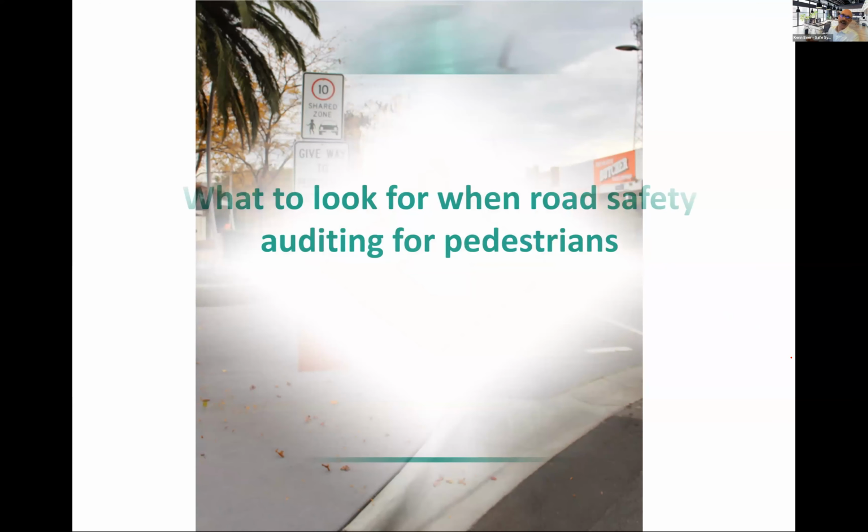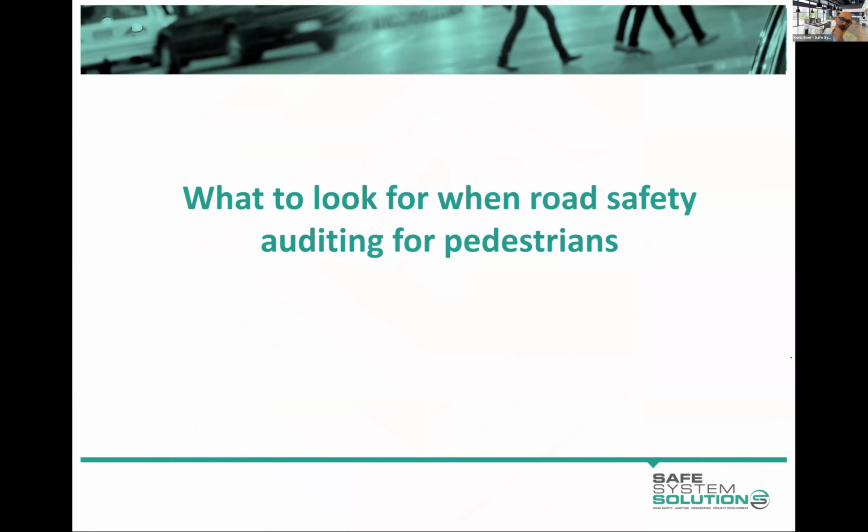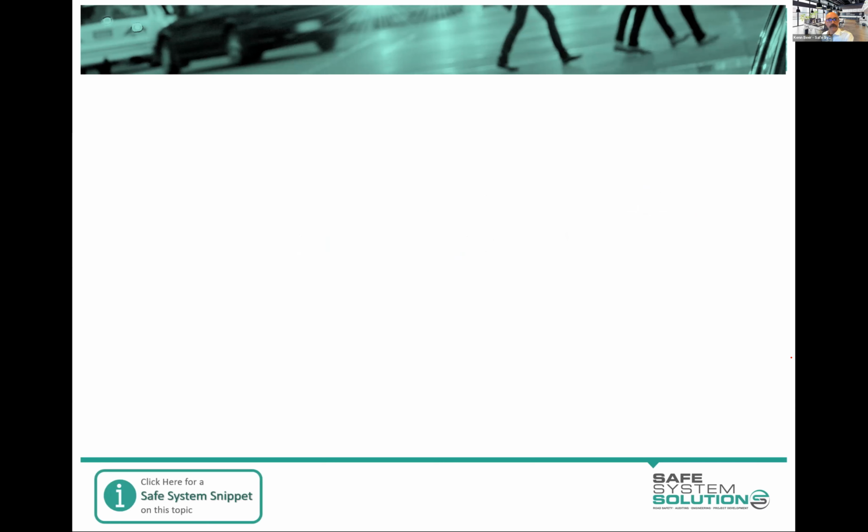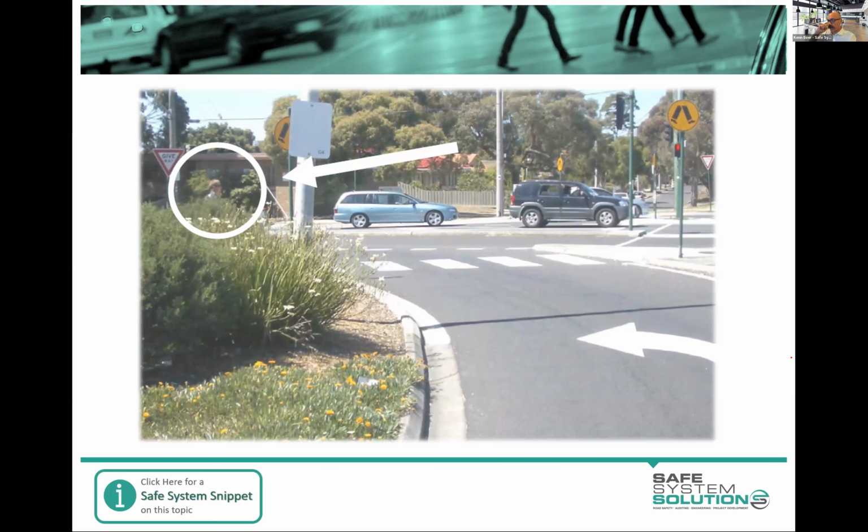So let's jump into what sort of things we might be looking for as a road safety auditor for pedestrians. And I'm going to use some examples of issues that are common findings when we're thinking about pedestrians, but also I'm going to show you through some crash investigations. Not that a road safety audit is a crash investigation, but we can learn from crashes so we can identify those characteristics in future designs. Okay, so first one I'll talk about is sight distance to pedestrian crossings.